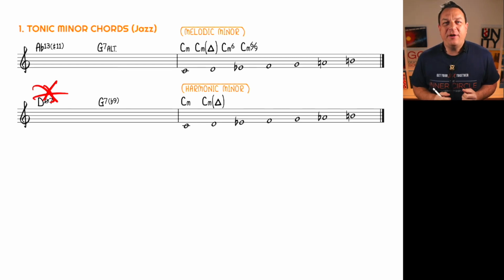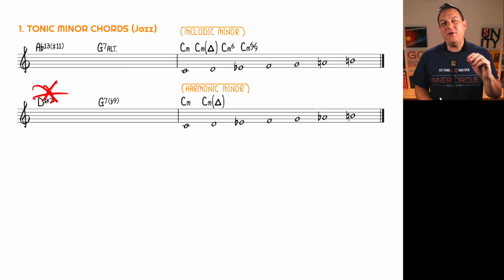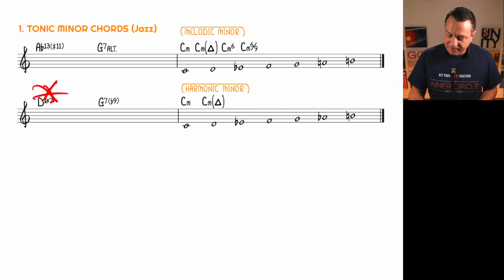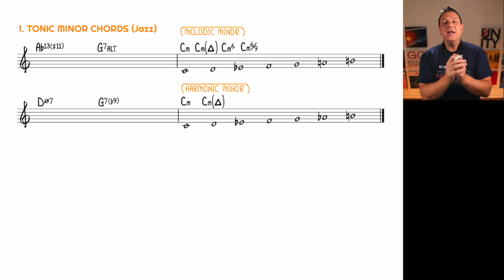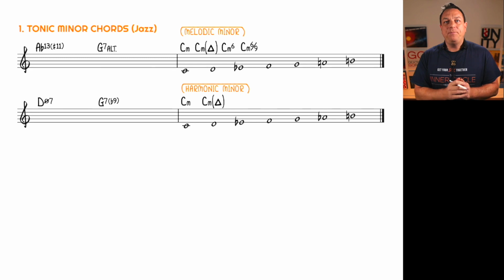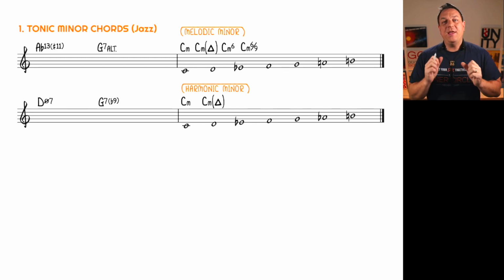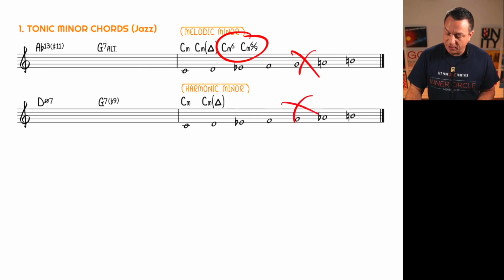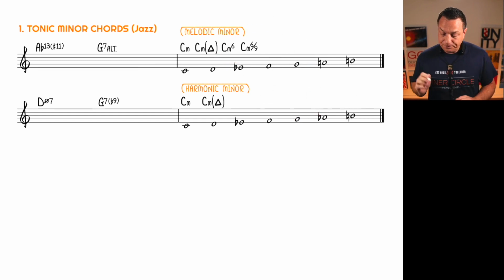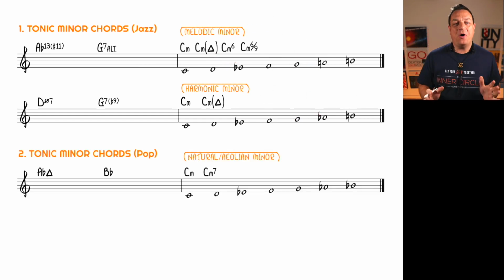And eventually you'll just have enough experience to work out if you prefer the flattened sixth of the harmonic minor or you prefer the natural sixth of the melodic minor. So that's a tonic minor chord in jazz. Really, it's all about the sixth. If the chord symbol specifies that it's a sixth chord, use melodic minor. If it doesn't, you can choose between the one that you prefer. Right, let's now move on to tonic minor chords in pop.